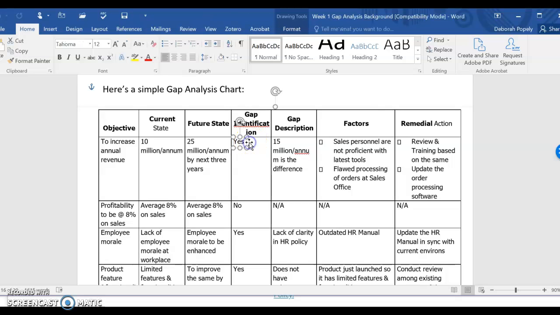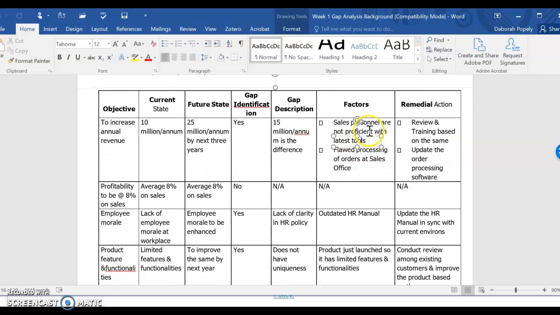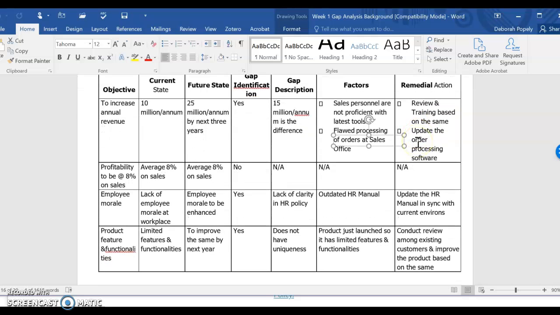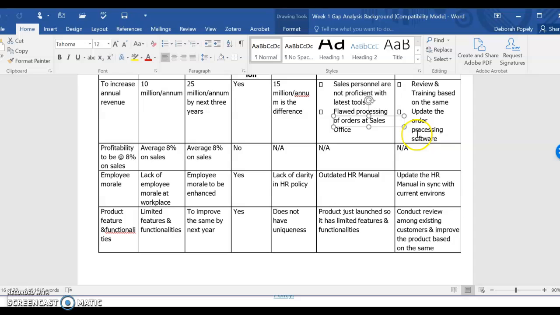Did you identify the gap? What is the gap? It's 15 million a year. What are the reasons for the gap? Sales personnel are not proficient with the latest tools. They have flawed processing of orders. So you're identifying what's going wrong that's keeping you from filling the gap. Remedial action might be training, might be changing a process. So that's an example.